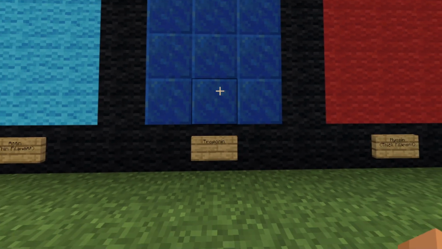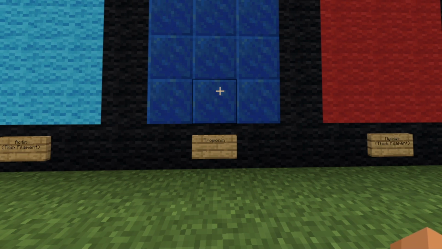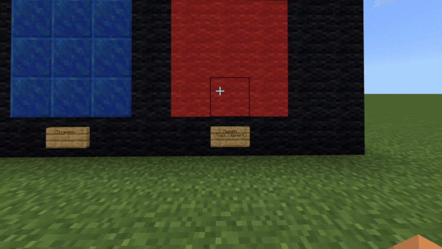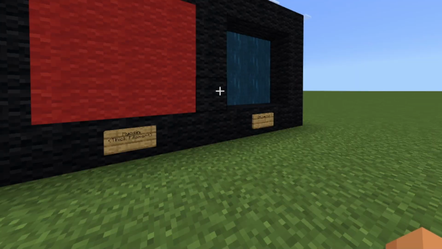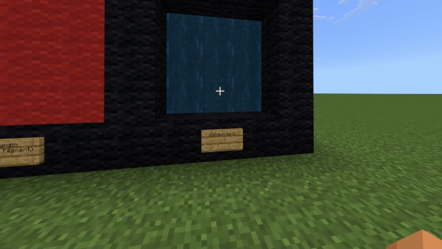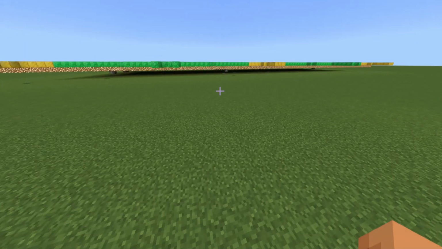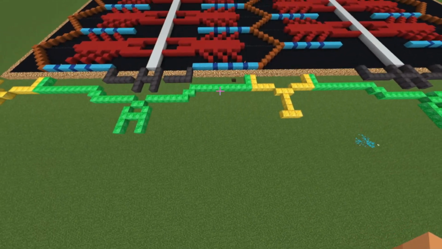This dark blue block, this lapis block, represents troponin, which is attached to actin. And then the red wool represents the thick filament, which is myosin. Last but not least is the water blocks, which represent the calcium ions. So, going back to the main model.